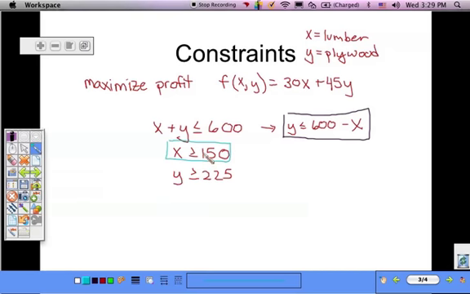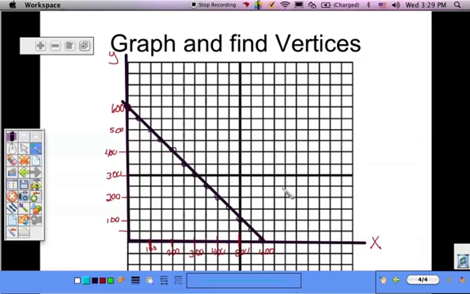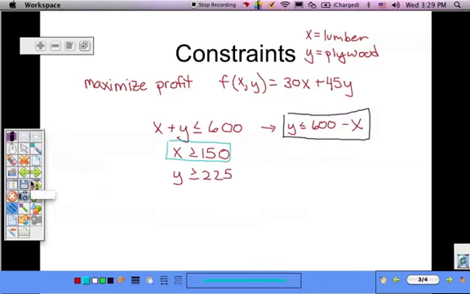X has to be greater than or equal to 150. Well, this is our x here, 150. Okay. And our last one, we'll do this one in red. Y has to be greater than or equal to 225.